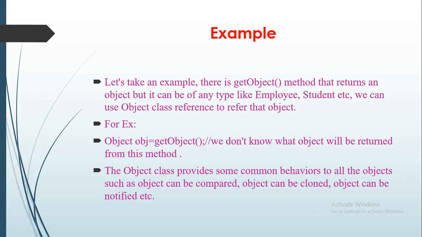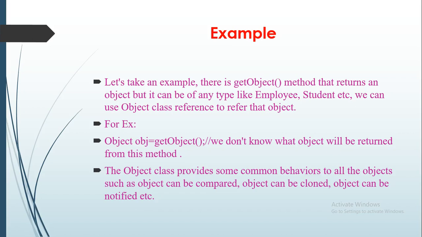Let's take an example. There is a getObject method that returns an object, but it can be of any type, like employee, student, etc. We can use an Object class reference to refer to that object. For example, Object obj = getObject(). We don't know what object will be returned from this method.